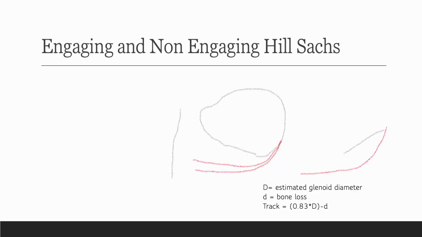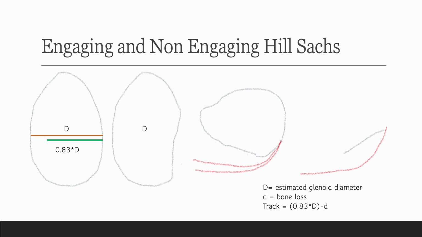So let's look at this example. We have a patient here. This is a normal glenoid. You can see the normal diameter. This is a patient, and 83% of that diameter is available for articulation. This is the patient with glenoid bone loss. You can see that that's the normal diameter that's available. And basically that small d is the amount of bone loss. And 83% of the total diameter minus this small d is going to be the residual track that is available for articulation. The Hill-Sachs lesion is going to be this transverse measurement here.